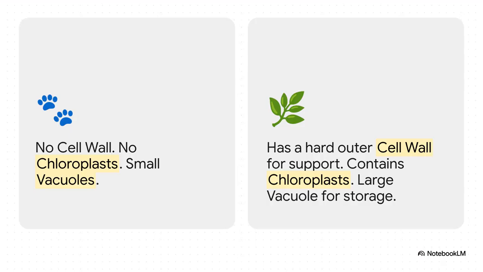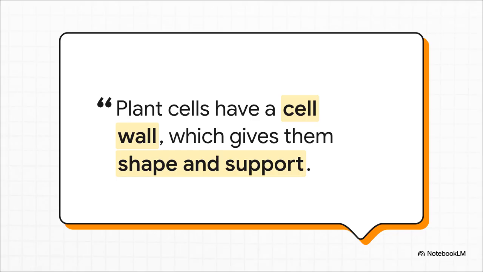You can see right away that plant cells come with a few extra features that animal cells just don't have. They have a super rigid outer cell wall for support, these things called chloroplasts to make their own food, and usually one giant vacuole for storage. Yeah, that cell wall is a total game changer. It's this hard outer layer that gives plants all their structure. It's the reason a sunflower can stand up so tall or a tree can reach for the sky. Animal cells, on the other hand, need to be flexible to move around, so we skip the rigid wall.